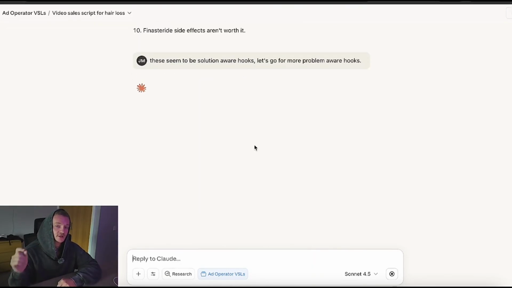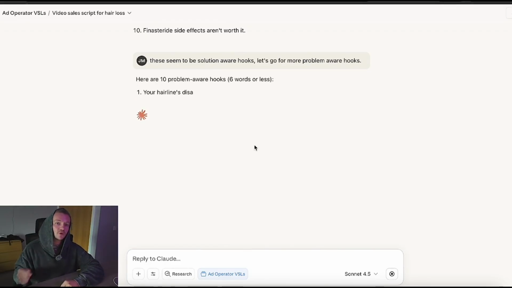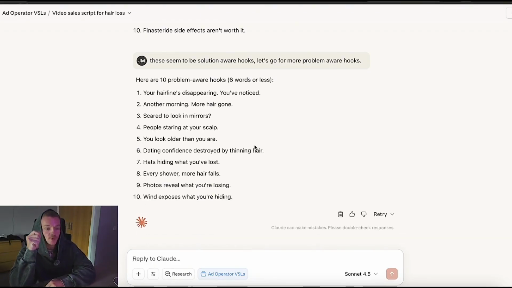Now notice how this is a solution aware ad and I'm going to use a problem aware hook, and that is because we want to really call out the problem. Sometimes if you call out the solution aware people in the hook, it's not going to pull more people in.